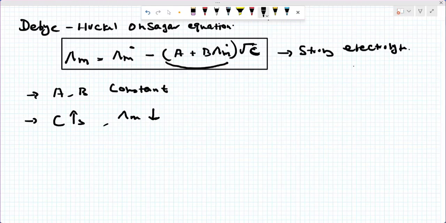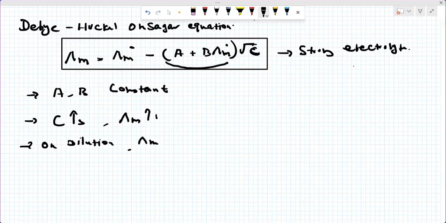What is less concentration? Dilution: if dilution is higher, molar conductance increases. Understood? This is very, very important, please note. Molar conductance decreases on increasing concentration. Similarly, on dilution, the molar conductance increases. This is an important concept.